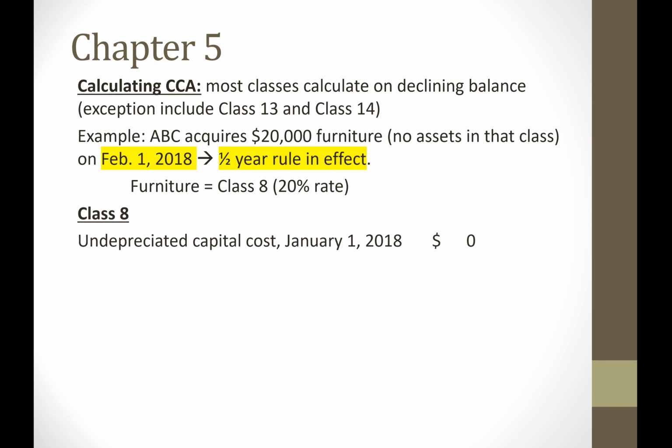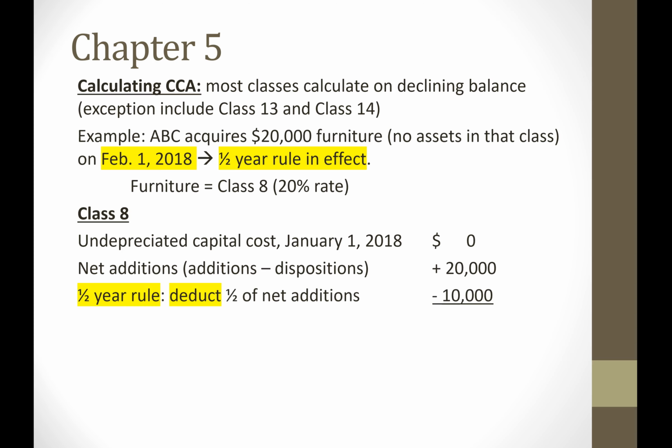Class 8 at the beginning of the year, we had 0. So this was the first purchase of furniture, the first asset that was purchased for class 8. So the beginning balance in 2018 was 0. We bought the furniture in 2018. And once again, this was prior to November 21st, so the half-year rule is in effect. And our net additions is $20,000. Net additions refers to all your additions minus your dispositions. In this particular year, ABC just bought equipment, they didn't sell any, so the net addition is $20,000.